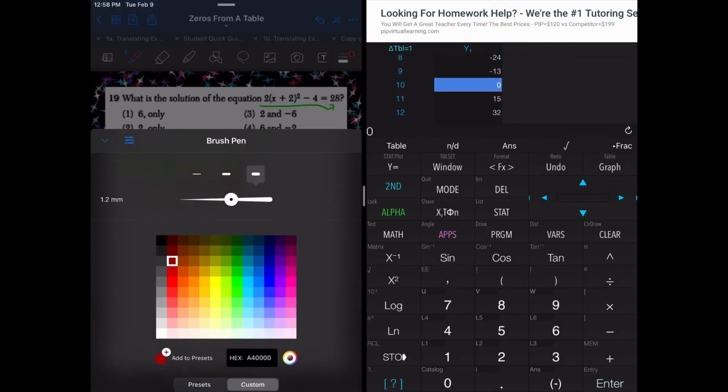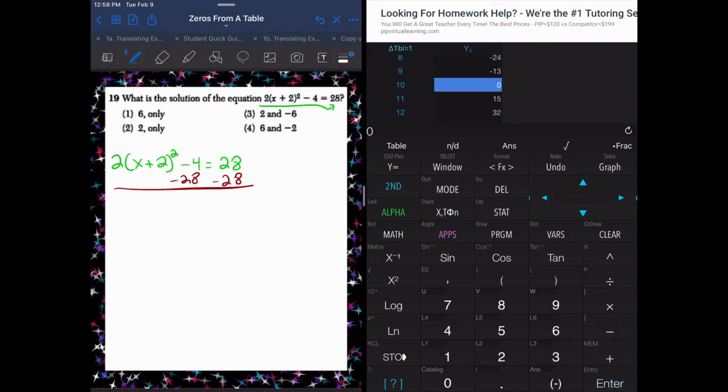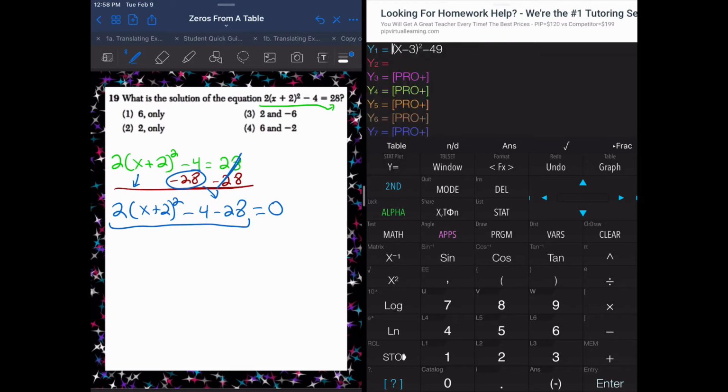Here is another life hack. You don't actually have to do any math here. I'm just going to bring everything down. So 2x plus 2 squared. That's exactly what I had originally. Bring down the minus 4. And my new term here, minus 28, equals, and I cancel those out. 28 minus 28 is 0. So this is what I want. It equals 0. You could combine these two terms and get minus 32, but you don't have to. The calculator will do it for you.